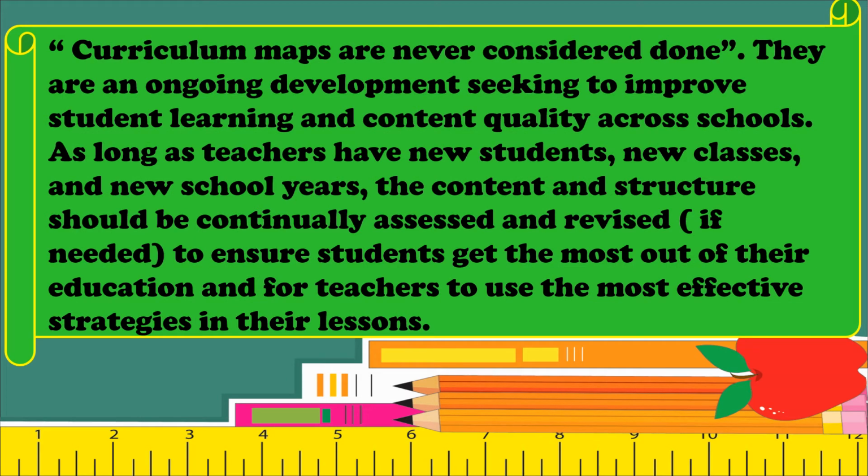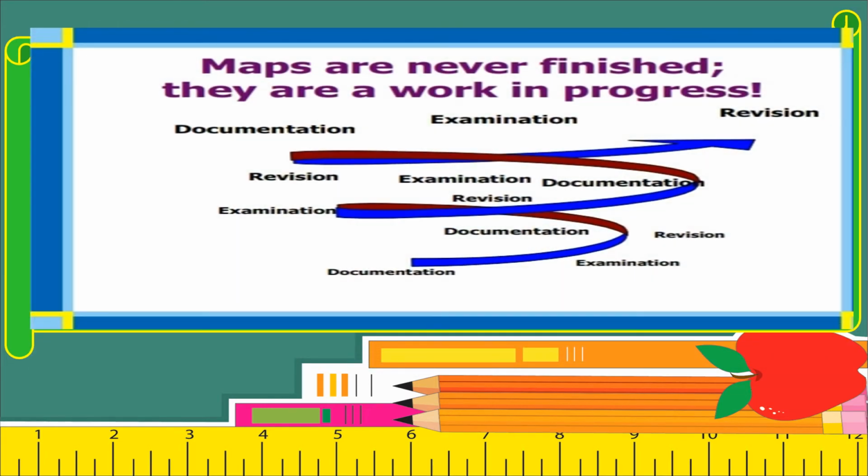Curriculum maps are never considered done. They are an ongoing development seeking to improve student learning and content quality across schools. As long as teachers have new students, new classes, and new school years, the content and structure should be continually assessed and revised to ensure students get the most out of their education and teachers use the most effective strategies in their lessons. As teachers are continually adding more information to curriculum maps, they are never actually finished. Maps are never finished. They are a work in progress.